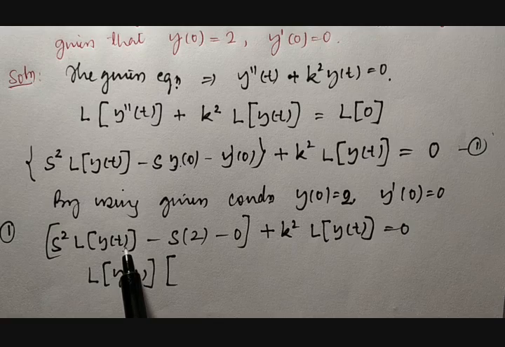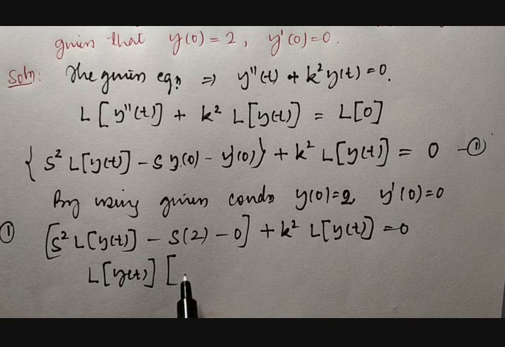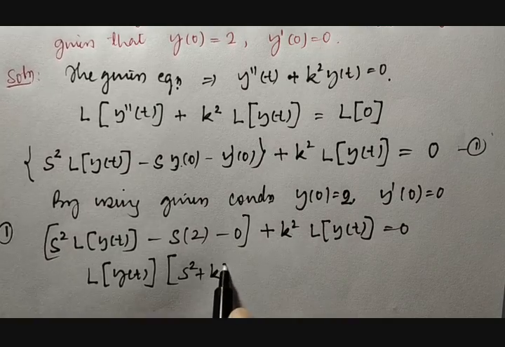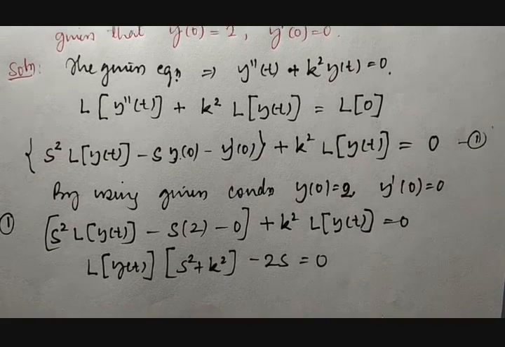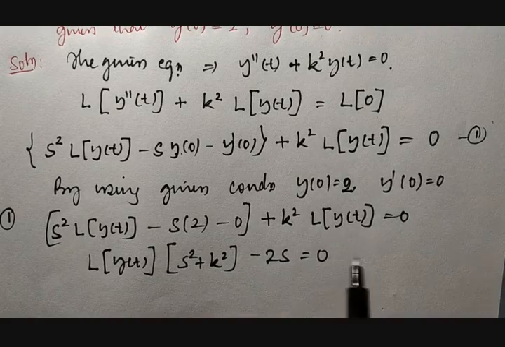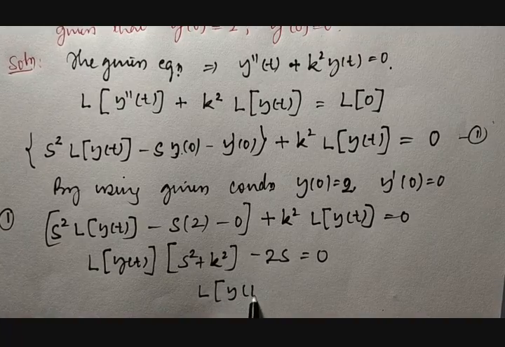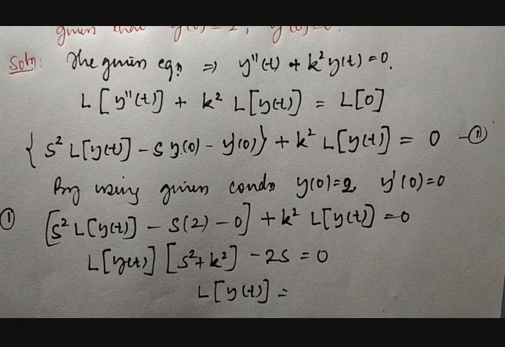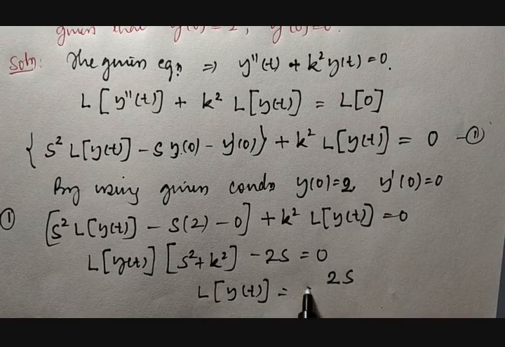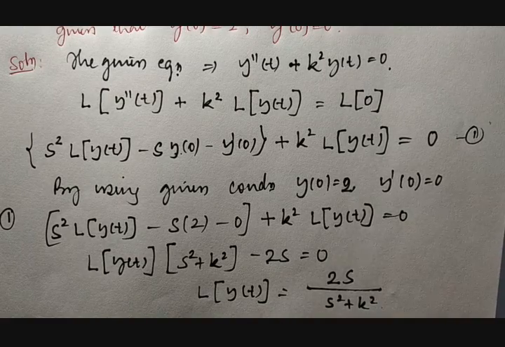From here s², from here k², so it is (s² + k²) times L of y(t), then minus 2s, which is equal to 0. Then I'll take this 2s to the other end. The Laplace transform of y(t) is equal to 2s divided by (s² + k²), since the term comes out.